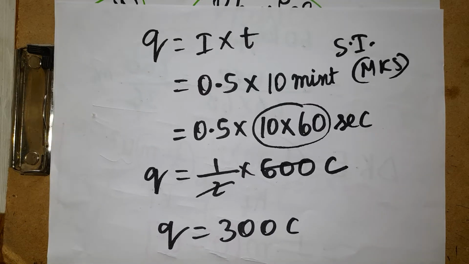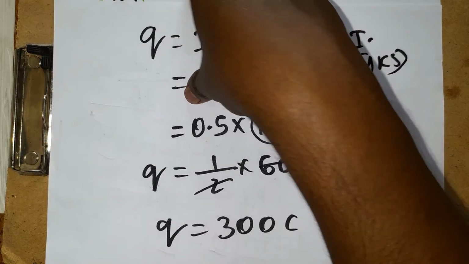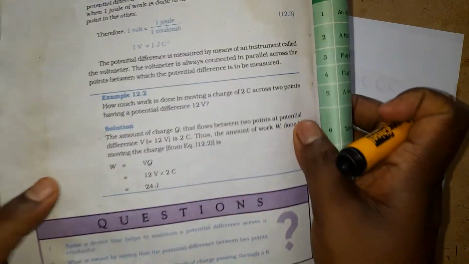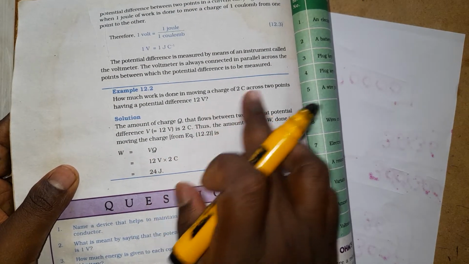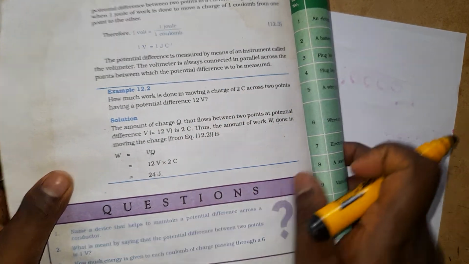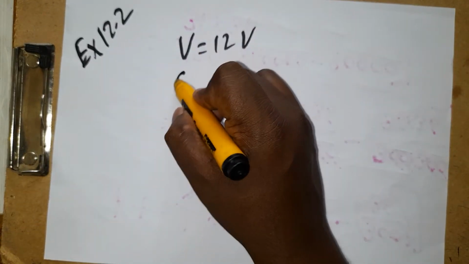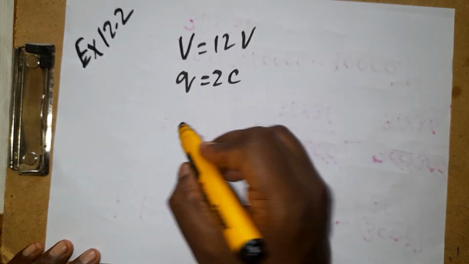Now the second example problem, NCERT, 12th chapter second problem. Same electricity problem we are going to discuss. Volt and charge are given, and they ask about the work done. Voltage is given as 12 volt. Charge is given as 2 coulombs. They asked for work done.